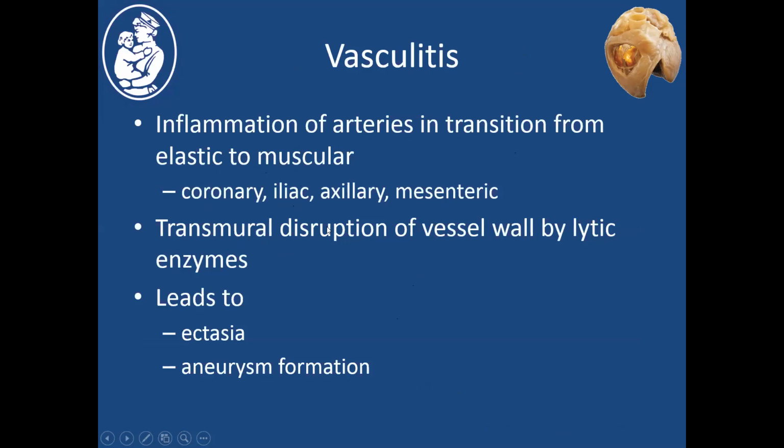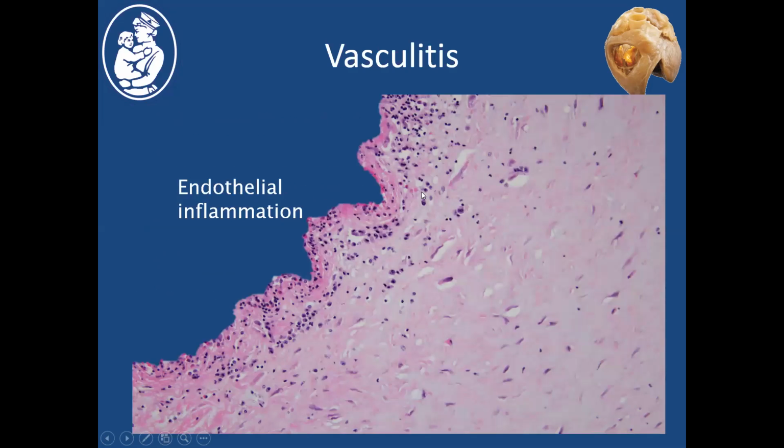And the pathology that we see really is a transmural disruption of vessels by lytic enzymes, particularly lytic enzymes from neutrophils, matrix metalloproteinases that are expressed maybe by the myofibroblasts or by native tissue cells, fibroblasts in the area. And then these lead to initially, usually ectasia or dilatation of the coronaries, and then aneurysm formation.